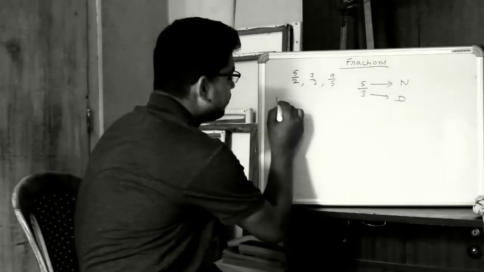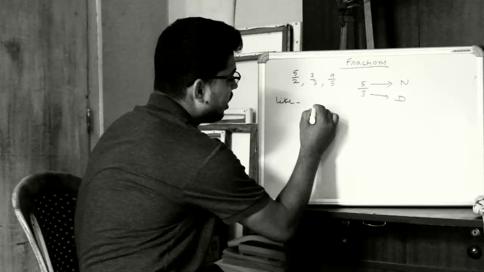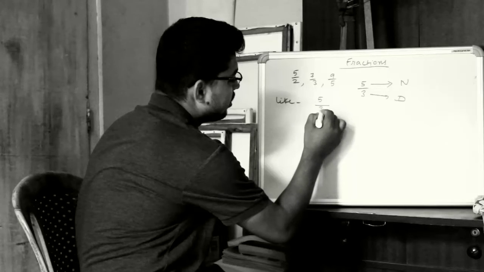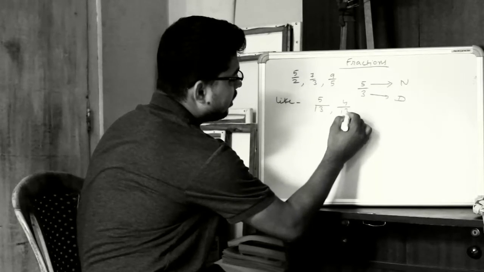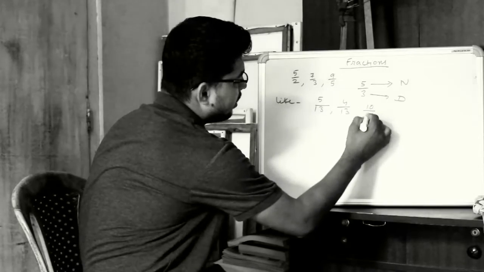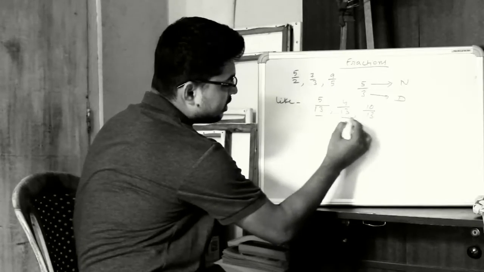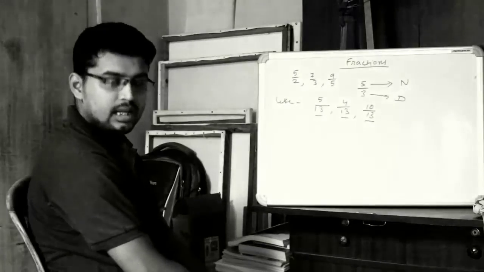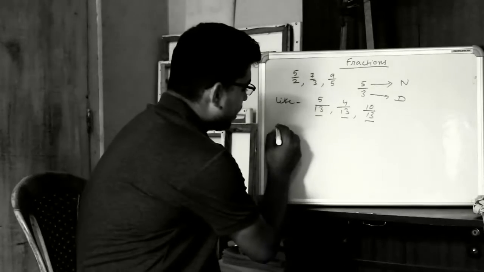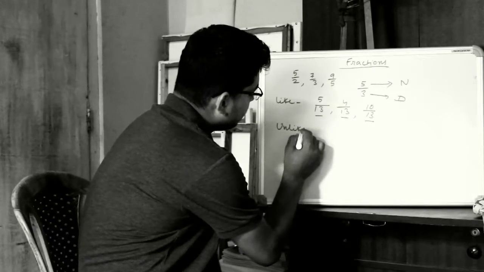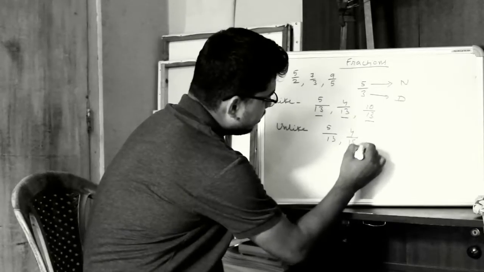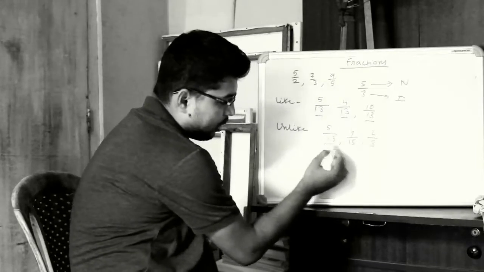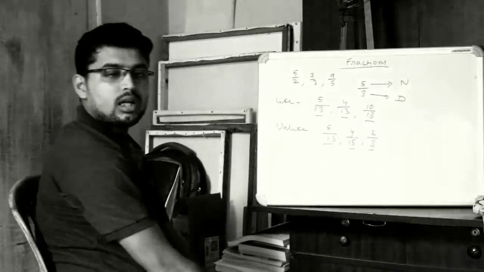Like terms are, for example, 5 by 13, 4 by 13, 10 by 13. If the denominators are the same, then this is called a like term. And unlike terms are 5 by 13, 4 by 15, 2 by 3. See, the denominators are different, so this is called an unlike term.